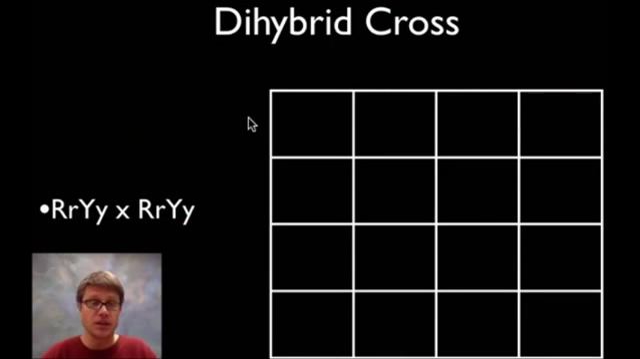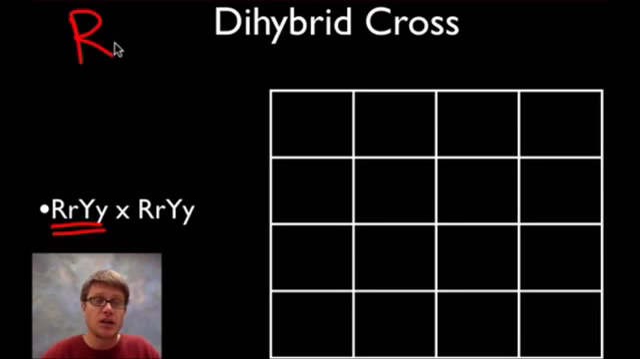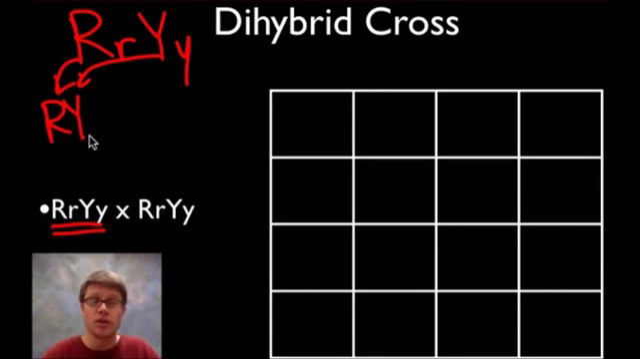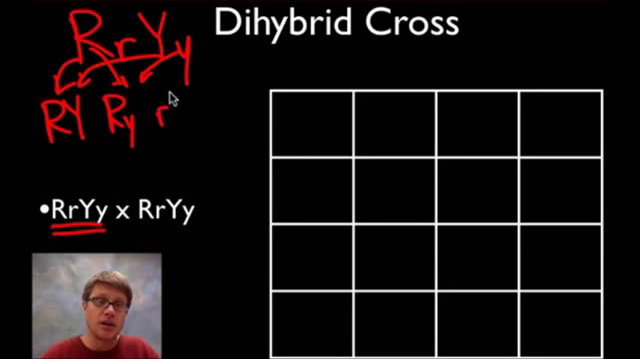So let me clear this mess out of the way. So what do we do? Let's say this parent right here, and I'm going to write it up here so it makes a little more sense: big R, little r, big Y, little y. What possibilities could they produce? They're giving one of each letter, remember. Well, they could give the big R and the big Y. That'd be one possibility. They could also give the big R and the little y. They could also give the little r, big Y, or the little r, little y.